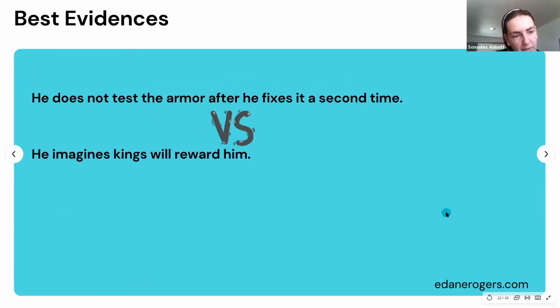I agree. So how about here, between these 2? Can you read them both? He does not test the armor after he fixes it a second time. He imagines kings will reward him. Right. But truly, I will say the first one, it's strong evidence because he doesn't go through the process of testing.